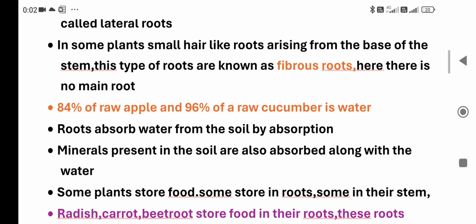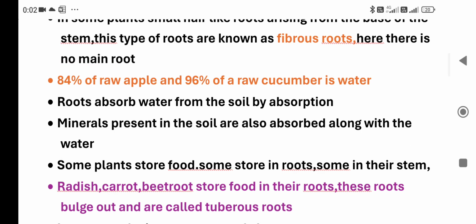Here, 84% of a raw apple and 96% of a raw cucumber is water. If you observe the cucumber and apple, 96% of the cucumber is made of water. In the case of the apple, 84% of the apple is made of water. Clear? So 96% water in cucumber and 84% water in apple.